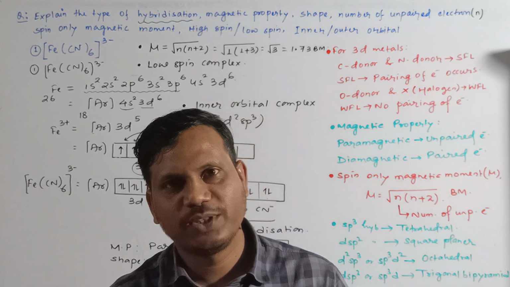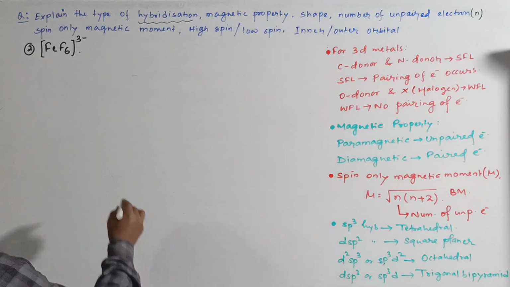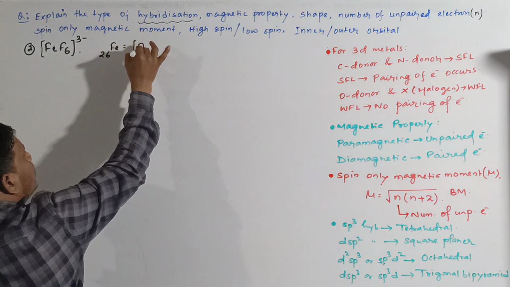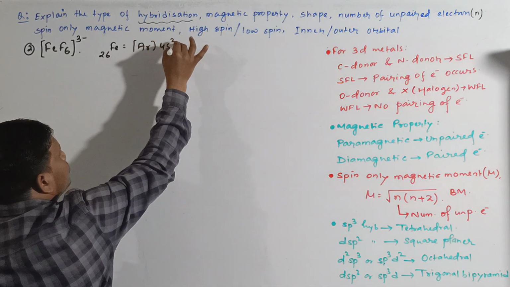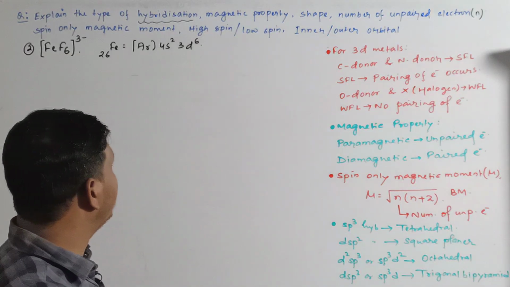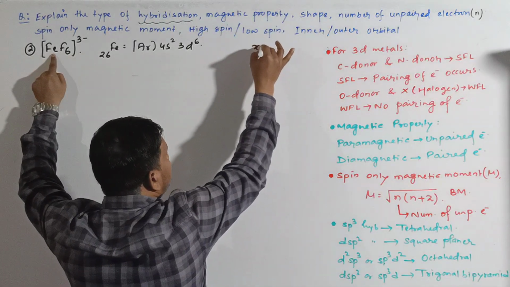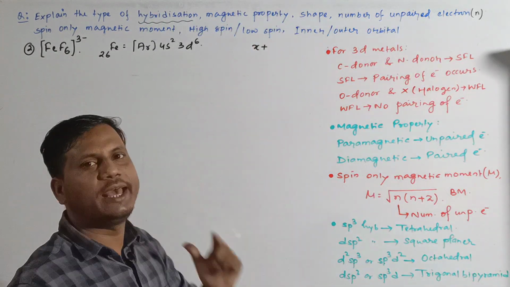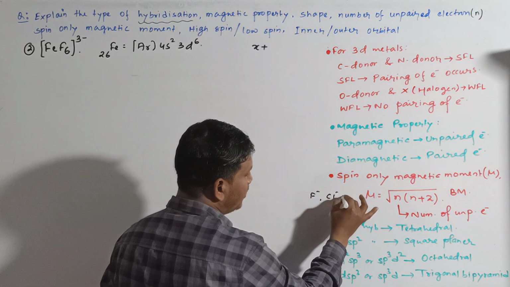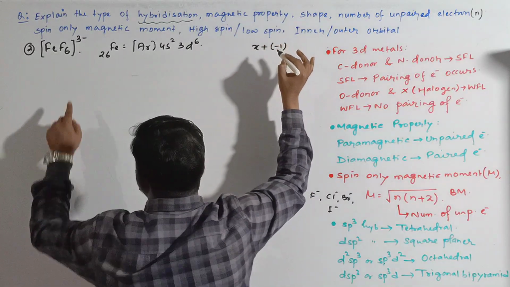Now let us proceed to the second one. First we will write the electronic configuration of iron. Iron is 26, so we can write in short form argon 18, then 4s2 and 3d6, as we have written in the first question. Then find the charge of iron. Same, iron has the charge x. Next is fluorine. Halogens have the charge -1: F minus, Cl minus, Br minus, I minus. So fluorine has the charge -1, 6 times.